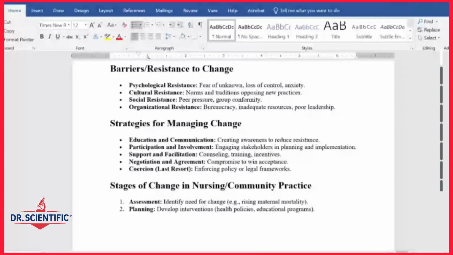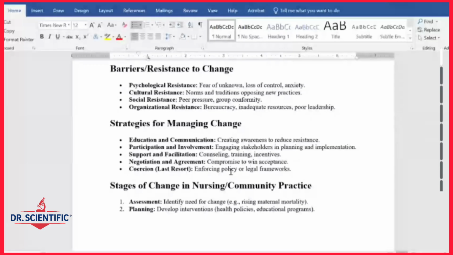Now we have got strategies for managing change. Faustin, Jebet, are you in? Yes. Okay, you can read for us strategies for managing change. We have education and communication, that is creating awareness to reduce resistance; participation and involvement, engaging stakeholders in planning and implementation. We have support and facilitation: counseling, training. Then we have negotiation and agreement: compromise to win acceptance. Then coercion, last resort, enforcing policy or legal frameworks. Yes, thank you so much, Jebet.